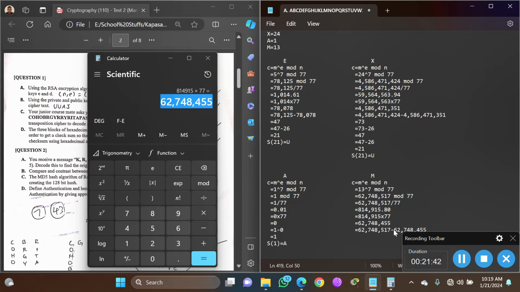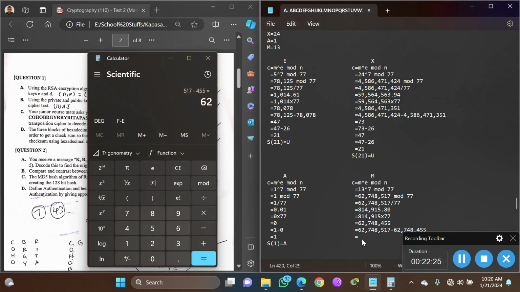Because this is longer than usual, we can just detect similar numbers. So 62 up to this 48 is the same as this 62 up to this 48. So it's more like 517 minus 455. That's the shortcut now to subtract bigger numbers. 517 minus 455, where we are now getting 62.